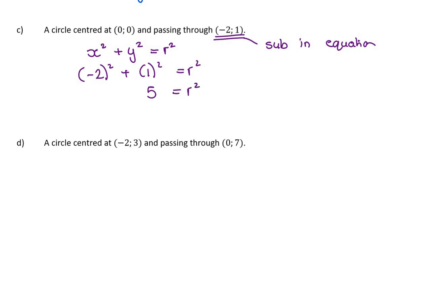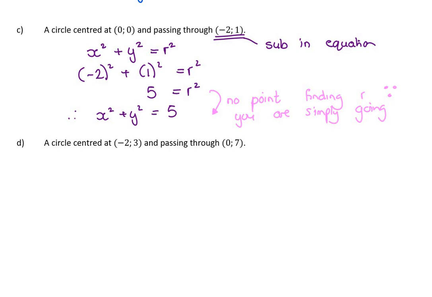Now absolutely I can go and find r, but do I need to find r? My equation is x squared plus y squared equals r squared. So notice there's no point in finding r here, I'm simply going to square it. Of course you can find it, but in an exam where we can save time, we should. So here there was no point in finding r, because you are simply going to square it again in the formula. And so where you can cut corners, do it.